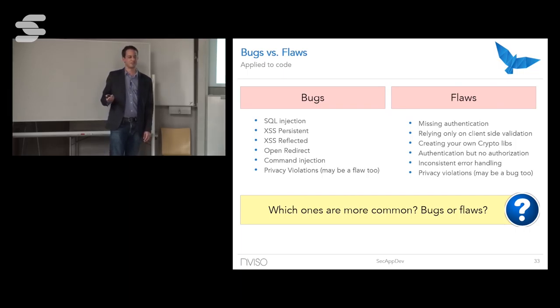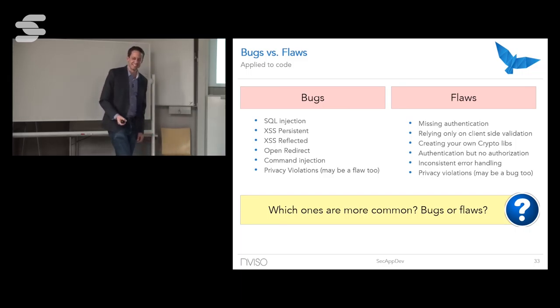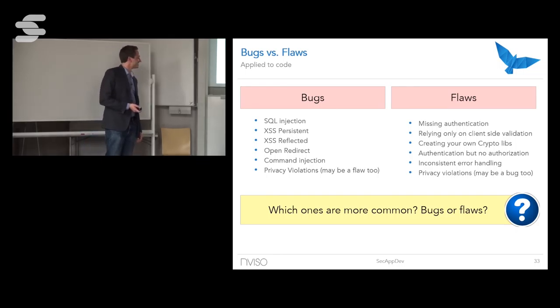So which one do you think is more common? Which category? Bugs or flaws? Bugs? Who thinks bugs? Yeah, who thinks flaws? I would say 50-50. You would say 50-50, okay. 40-40. Back to school after the session.